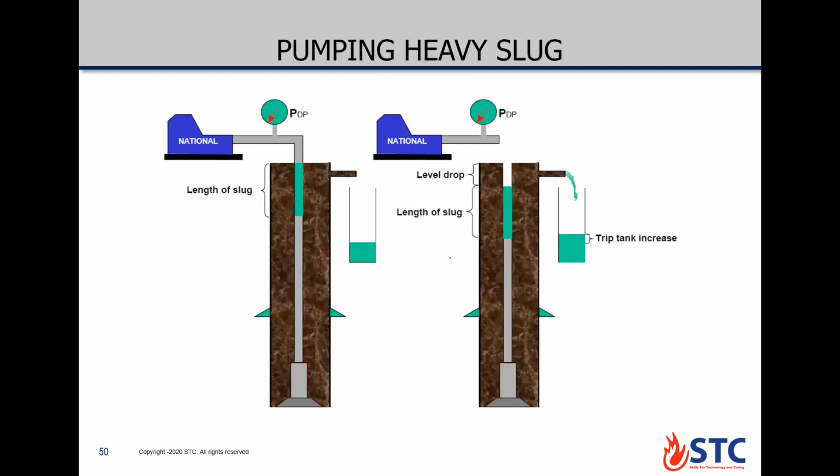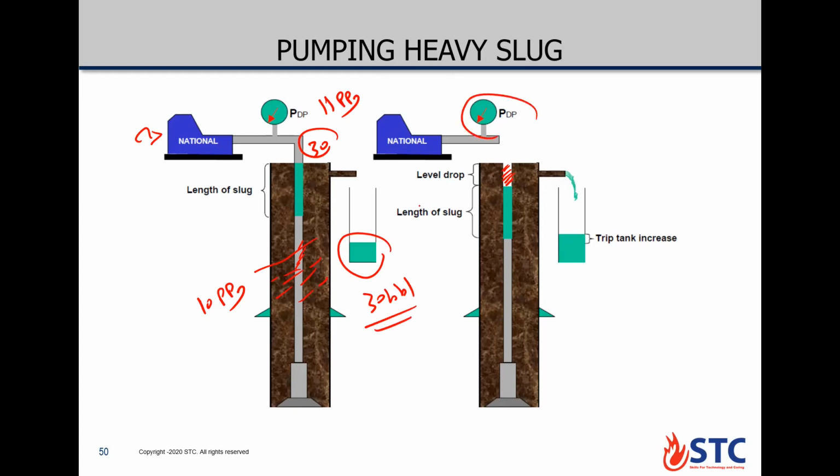To allow your system to be pulled dry, to have a free section here, we need to start pumping a heavy slug. Let's say we need to pump about 30 barrels of heavy slug. If we have the normal mud weight in the drill string and in the annulus of about 10 ppg, we need to pump a heavy slug, let's say 11 ppg. Once we pump 30 barrels, we have here on the trip tank 30 barrels. Then we disconnect the TDS system.